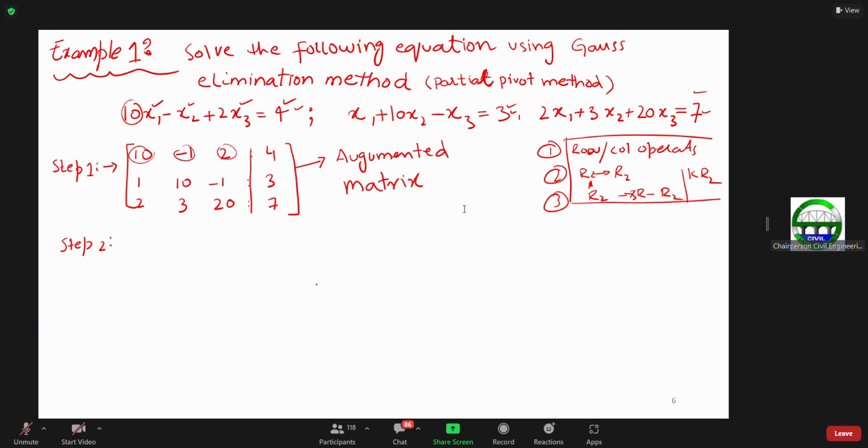So basically what we want to find is the solution of this one, and to get the solution of this equation, our main objective is to make these three elements 0.